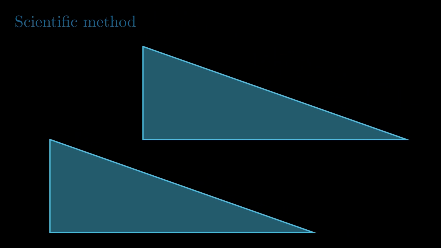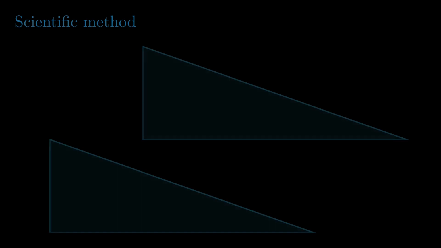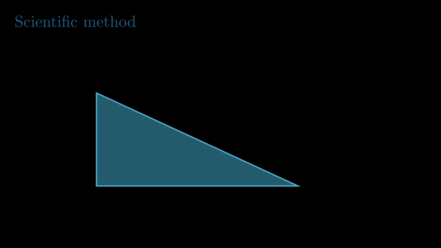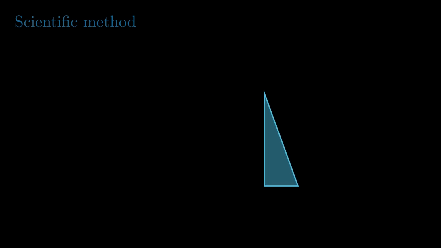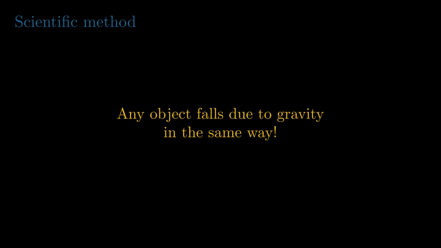To conclude, the vertical free fall can be thought of as the limit case of an inclined plane. In other words, in the extreme configuration of a very inclined plane, we go back to the vertical free fall case. So, we can say that any object falls due to gravity in the same way.